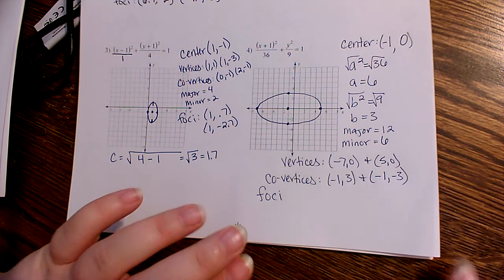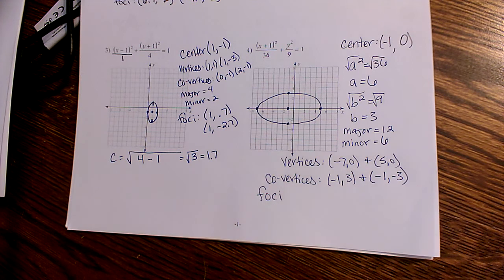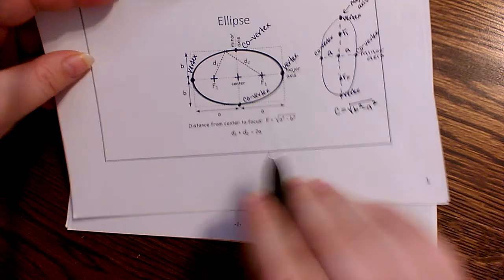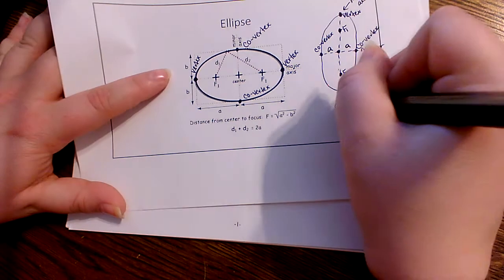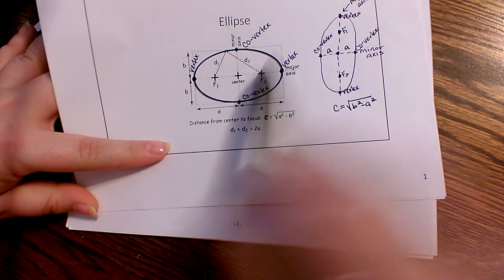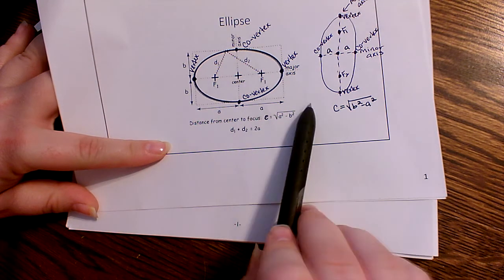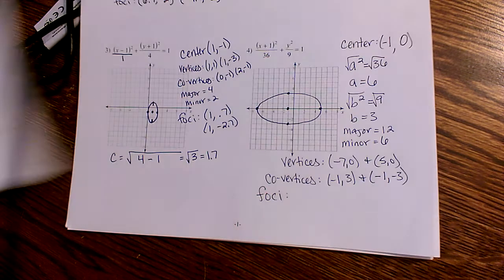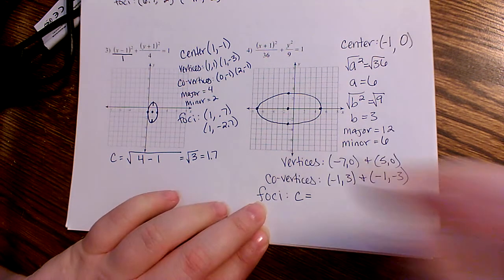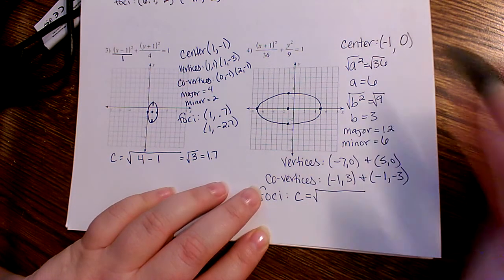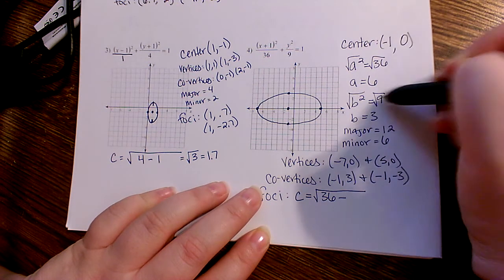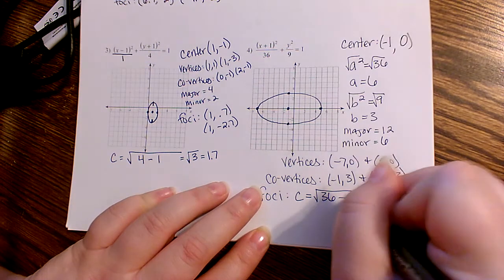We need to find both of the two foci. In order to find those, that was this little formula here. Usually they use the letter c a lot of times for the focus. So if it's going horizontally like this, we're going to do the square root of a squared minus b squared, and that'll tell us what c is. So c is the square root of a squared, which was 36, minus b squared, which was 9.